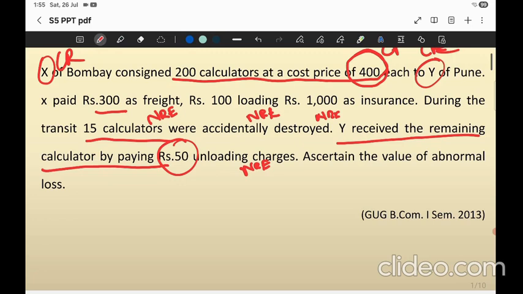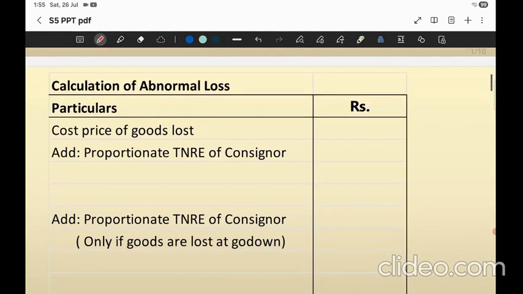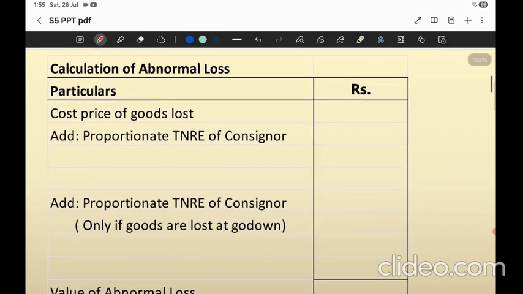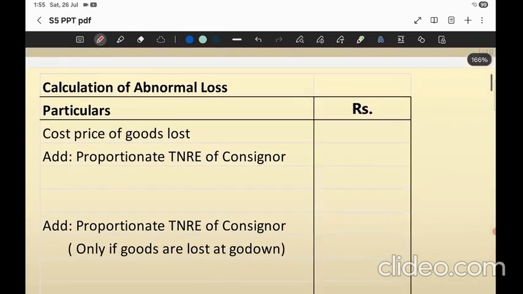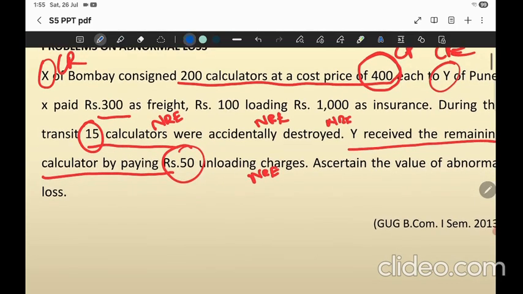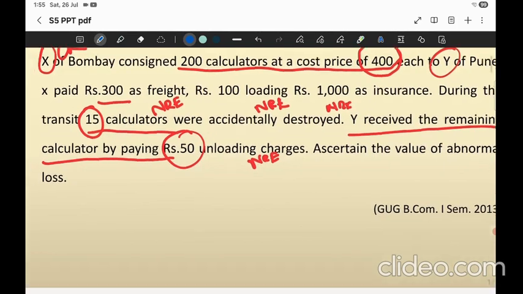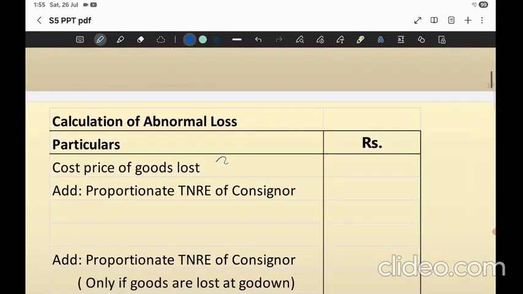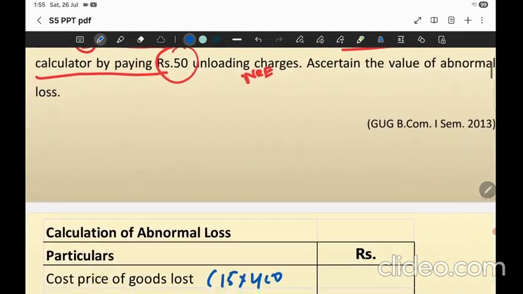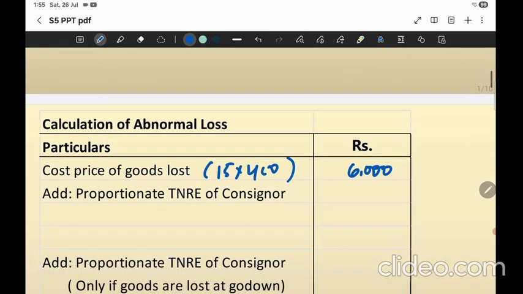So now how to solve it? Very easy. I have already drawn the format, so I wish you also draw the same format in your notebooks. First, the cost price of the goods lost. How many calculators have been lost? 15. And each calculator costs how much? 400. So what do I write here? 15 into 400, which will be 6,000.